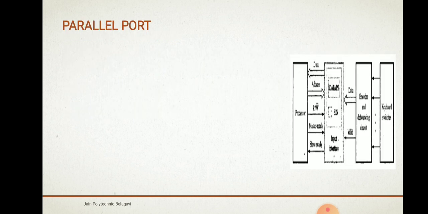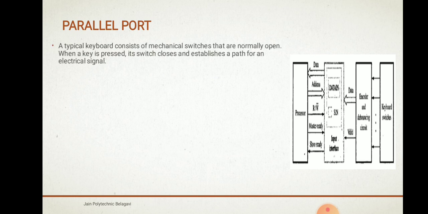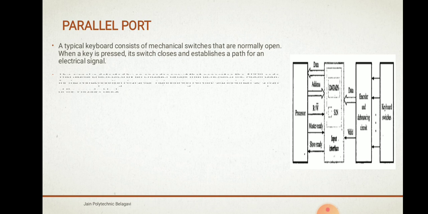Now first we will go for the parallel port. In the diagram you can see a parallel port. A typical keyboard consists of mechanical switches that are normally open. So when you press a key, its switch closes and establishes a path for an electrical signal. Suppose you have a keyboard switch, as you can see in the diagram; if you press one of the keys, its switch closes and establishes a path for an electrical signal.